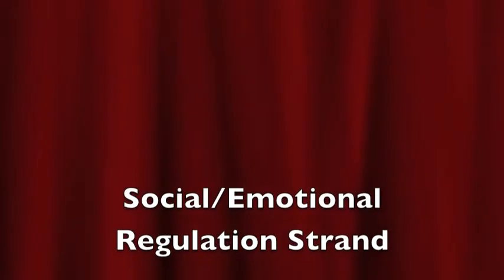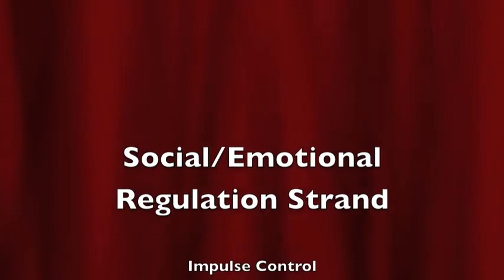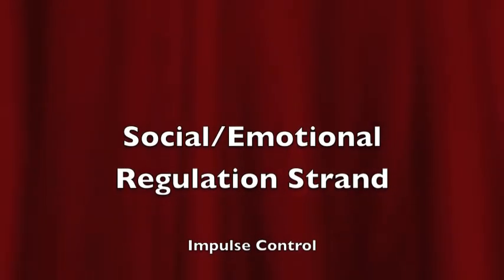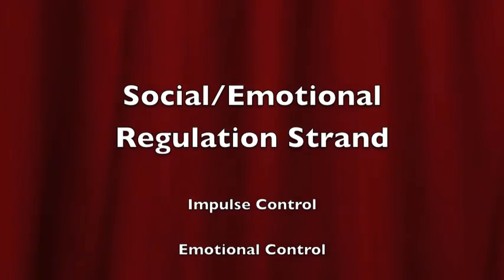The second strand of executive function is social-emotional regulation. The first piece of this is impulse control, also known as response inhibition. This is the capacity to inhibit angry, destructive, or self-injurious responses to what's going on around you. This is a key factor in predicting the success in school as well as in life.